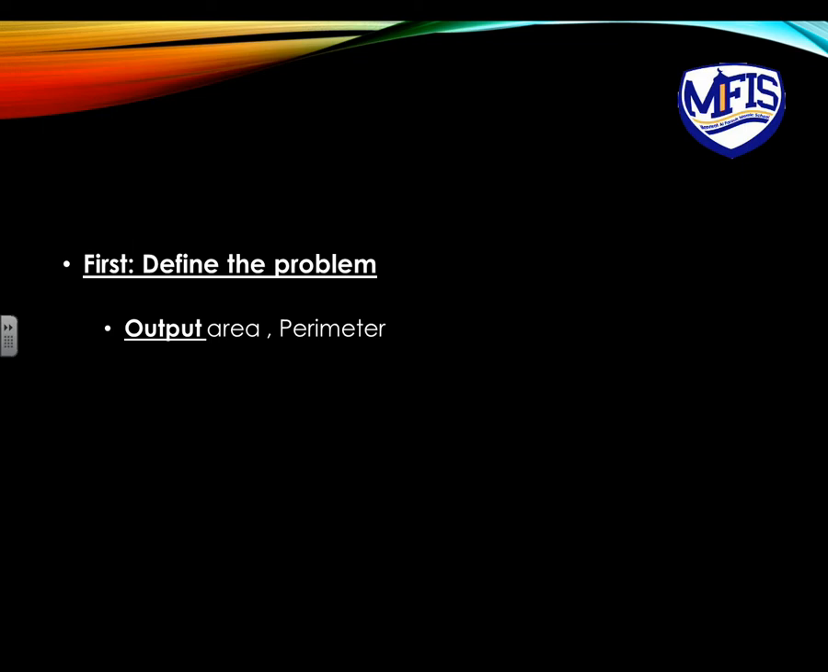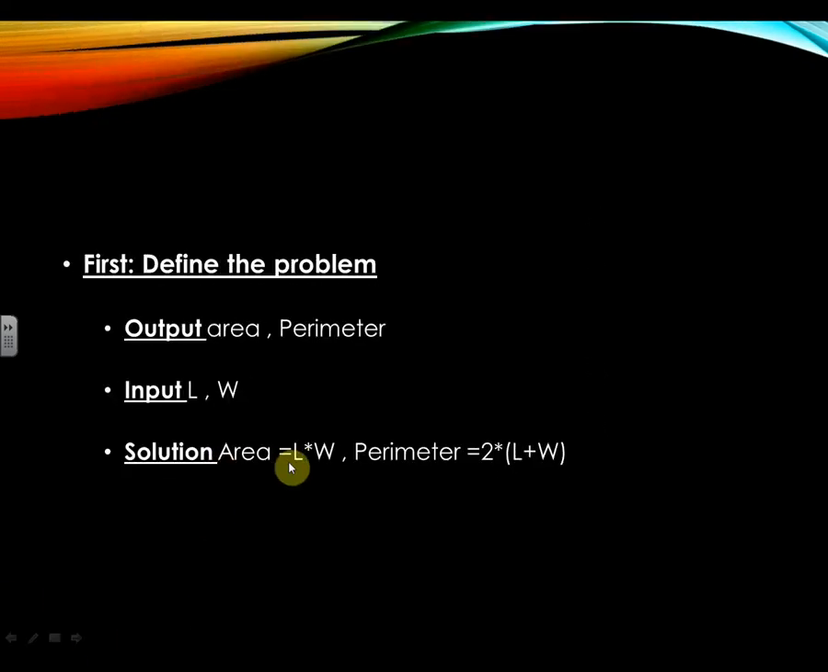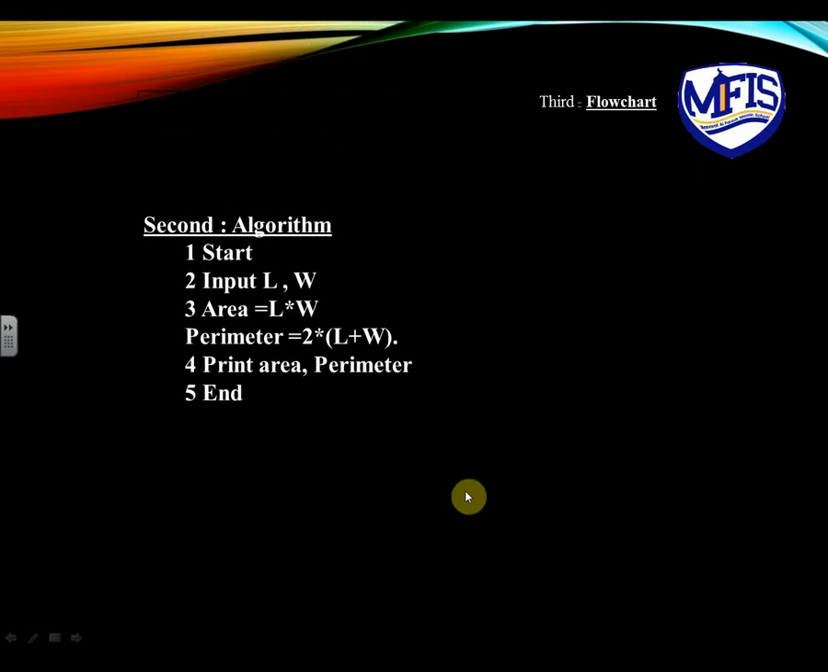Output. We need to get the result of the area and the perimeter. So these two things are our output. Input, we can get the area and perimeter from L and W. These are our inputs. According to the equations, we have a solution here. Area equals L times W, perimeter equals 2 times L plus W. This is the solution. The whole equation is considered the solution. It's too easy.